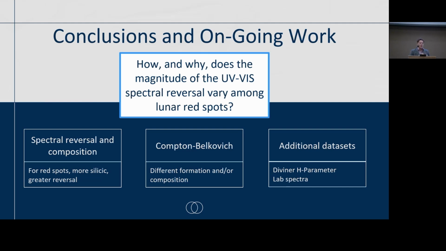So this is likely a combination of the formation of the site as well as the composition differences due to space weathering. So future work, where is this going? The additional data sets we will compare this to, data sets like Diviner H parameter, which directly relates to silica and regolith, will be greatly beneficial. Also lab spectra, however, it is extremely limited in the far UV. Next.